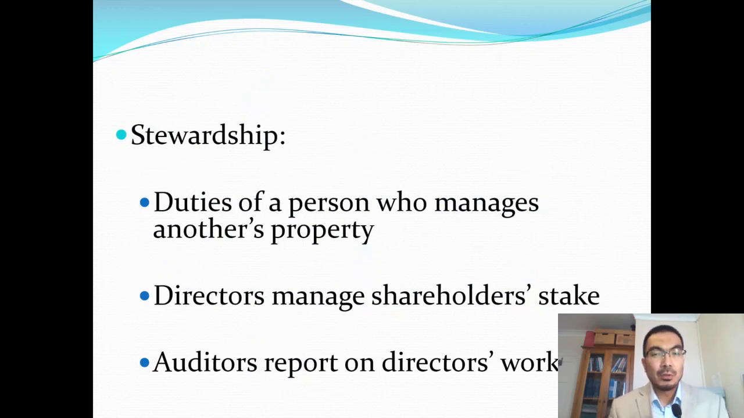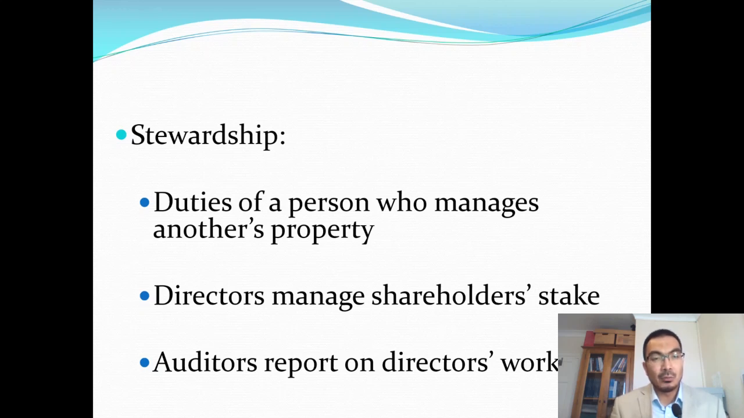And we have mentioned stewardship. What is stewardship? Stewardship refers to the duties and obligations of a person who manages another person's property. Here, directors are stewards. What is their duty? Their duty and obligation is to manage the company on behalf of shareholders. And also they have to report back to the shareholders. How do they do it? By publishing the financial statements at the end of the year.